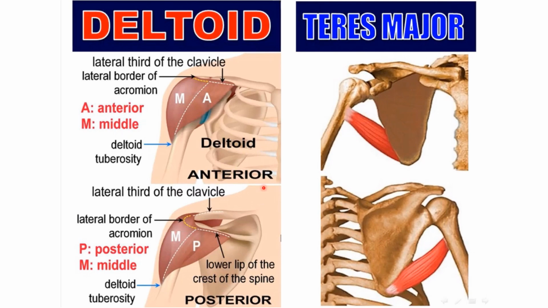Okay, so we'll talk about the other muscle, the teres major muscle. It originates from the lower third of the lateral border of the scapula. So this is the lateral border of the scapula, and this is the lower third. Then it inserts on the lateral lip of the bicipital groove. It is responsible for adduction and also medial rotation.